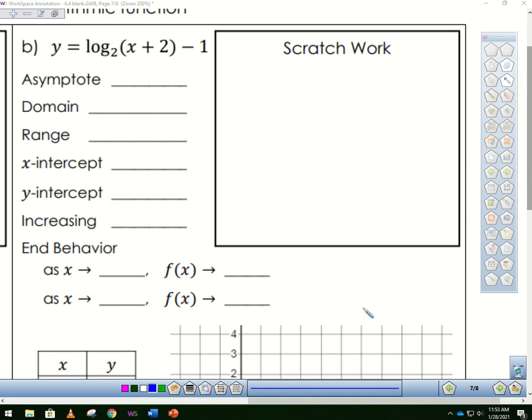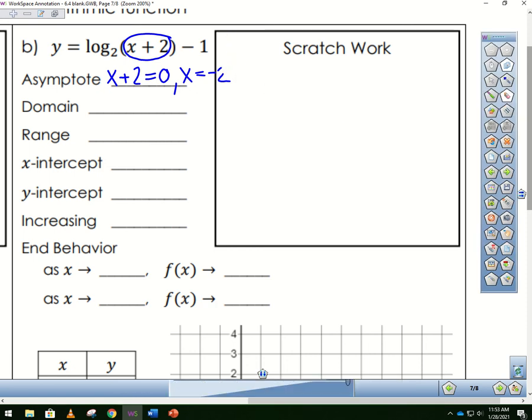So the first thing we're going to do is find the asymptote. To find the asymptote, you always take the inside of your function and set it equal to 0, which gives me x equals -2. That's your asymptote. I'll just write that over here, x equals -2. But that's where it comes from.